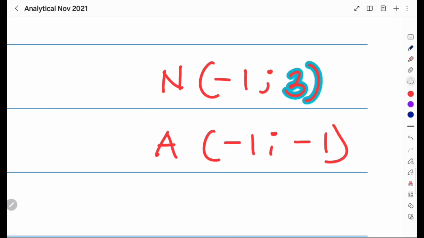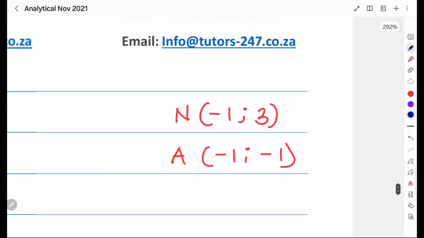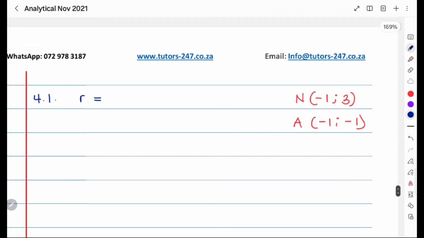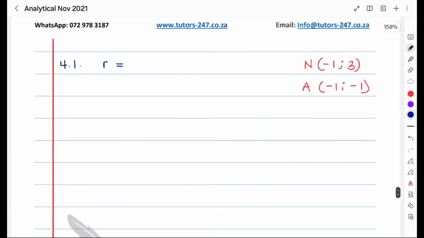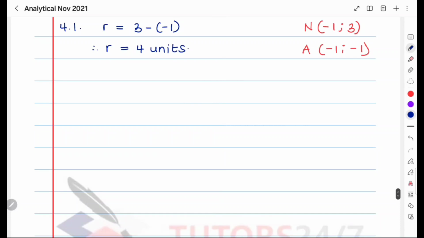It is positive 3. So to determine the radius, which is the height of NA, we're going to take the top y value minus the bottom y value. So 3 minus negative 1, and we therefore have the radius of the circle as 4 units. And that was 1 mark.